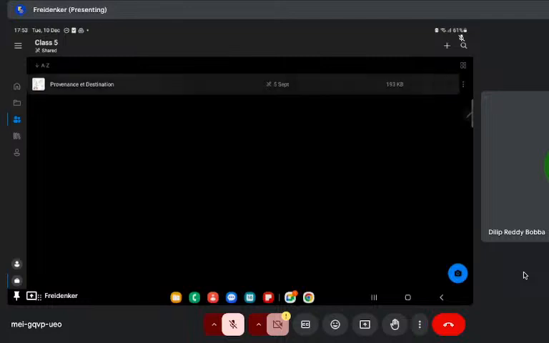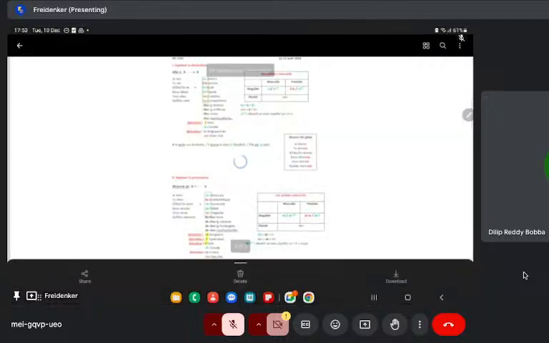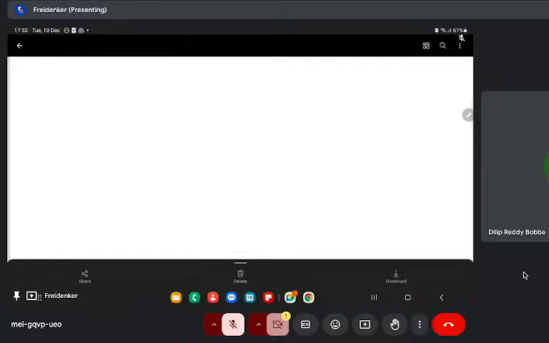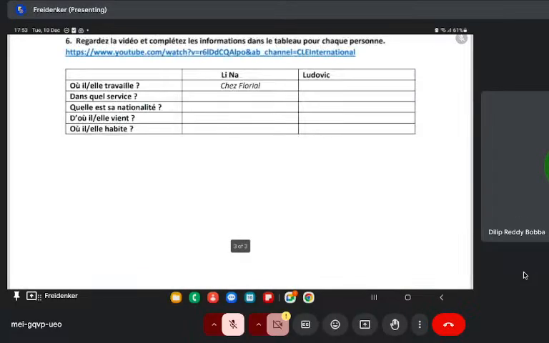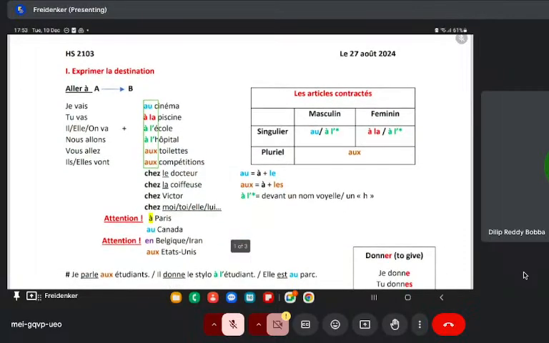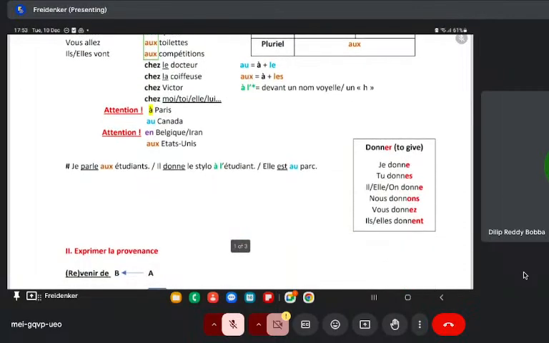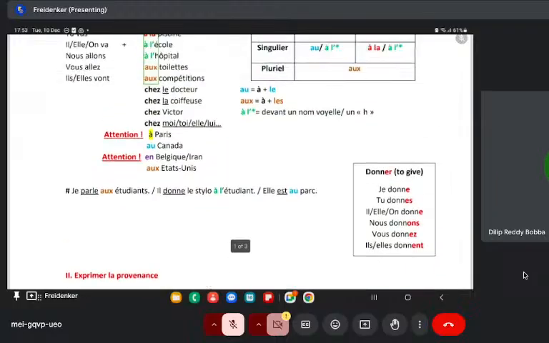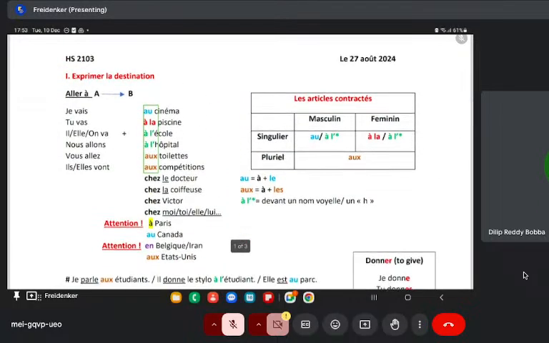This one is basically going and coming back. So you have to read this. Expressing the destination and then expressing where you're coming from as well. This was also taught in the minor video. Maybe you could go through that.